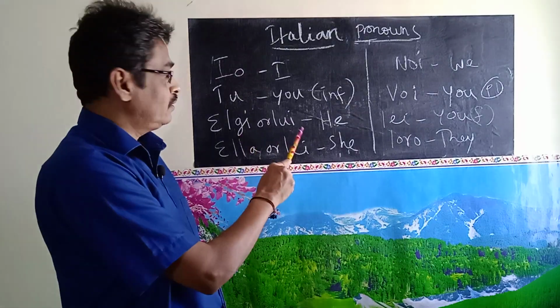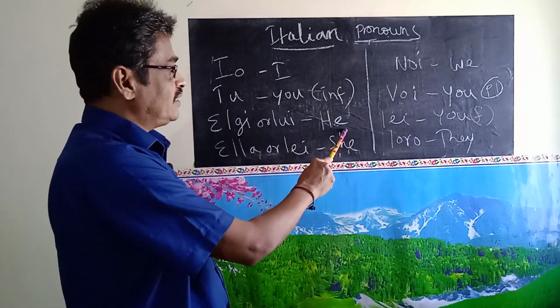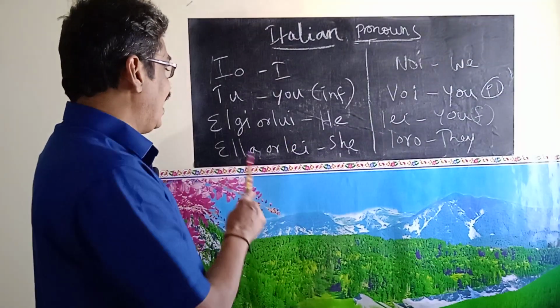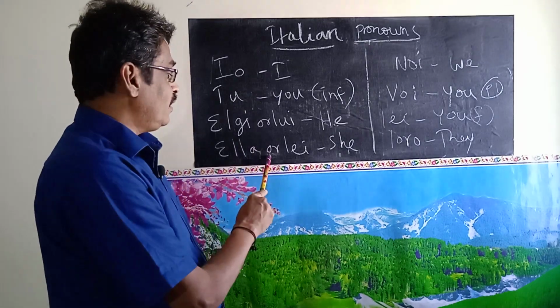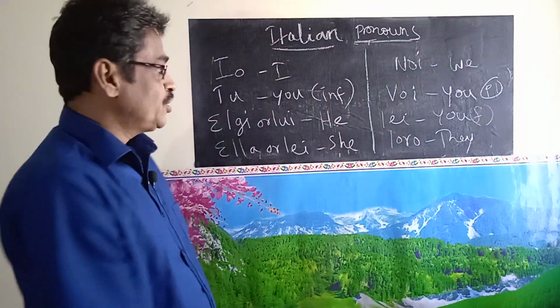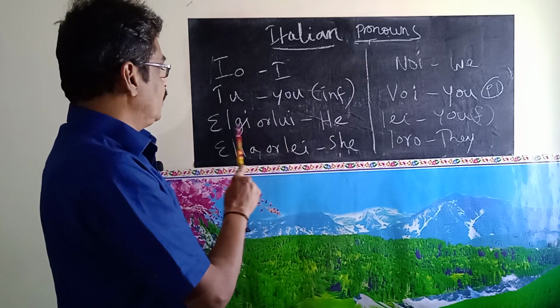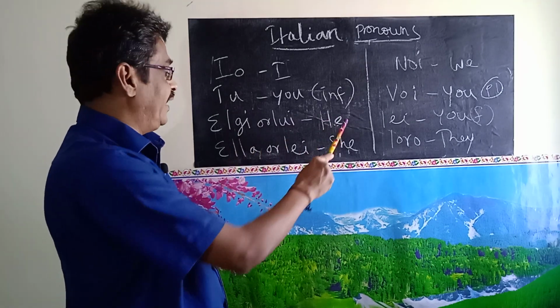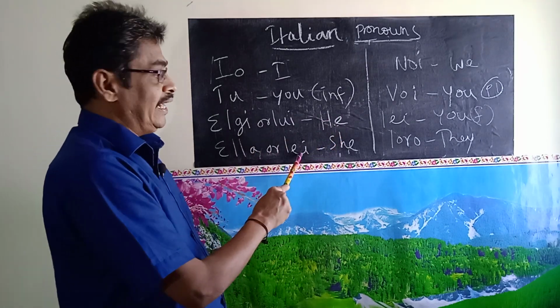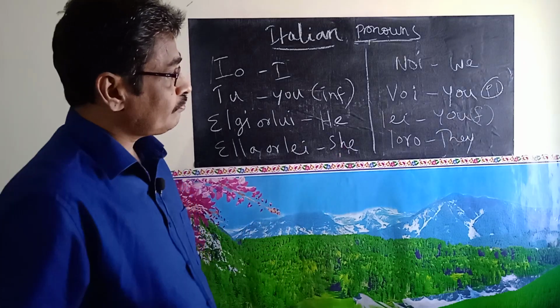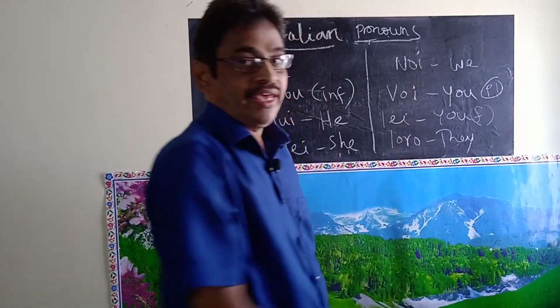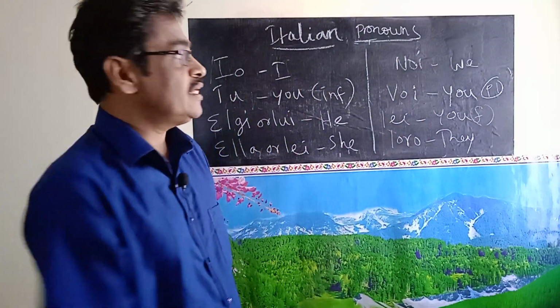Lui or Louis means he. Ella or lei means she. Noi. Noi means we.